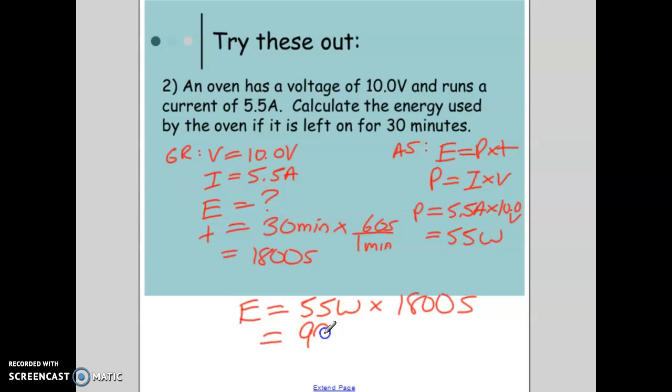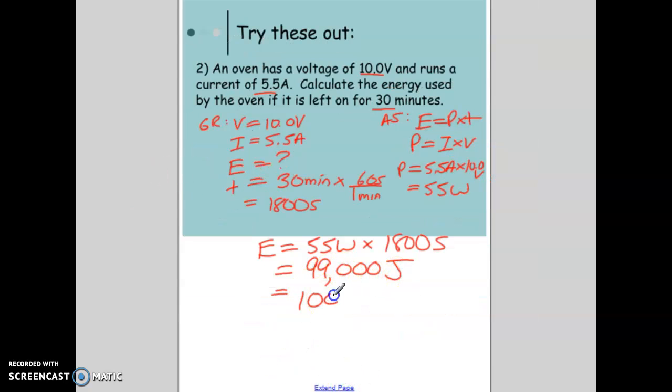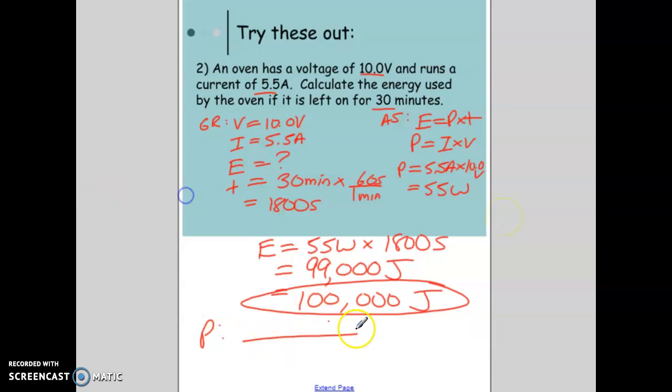So we get here 99,000 joules. Okay, and then actually we need only one sig fig. So 30 minutes is only 1. So this 99,000 will become 100,000 with no decimal point, of course. So your therefore statement, of course, should also be included here. So you would say the oven uses 100,000 joules of energy in 30 minutes or something along those lines.